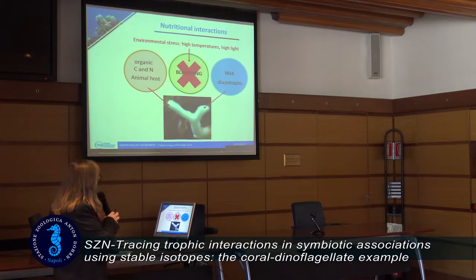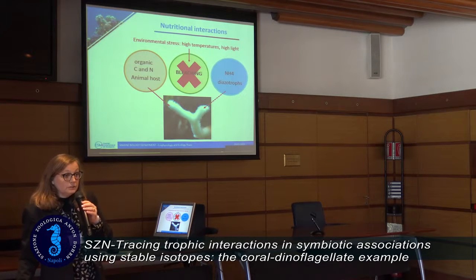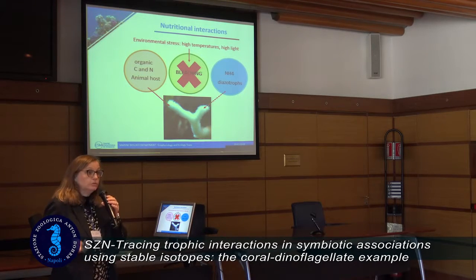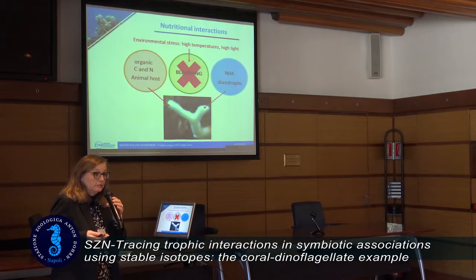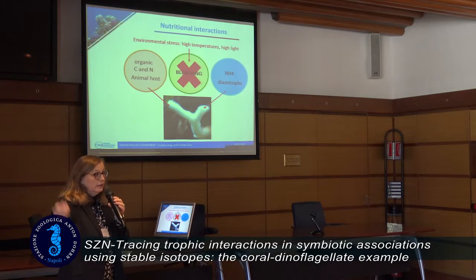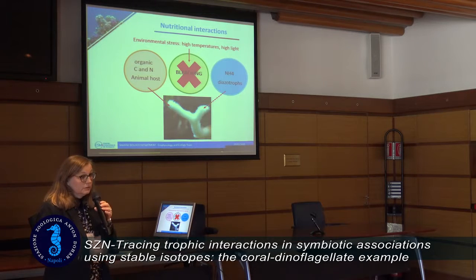Except that now, due to thermal stress, I don't know if you have heard about coral bleaching. Coral bleaching is just because the brown color of the corals is due to the presence of algae inside the tissue. So due to thermal stress, the corals expel the algae and they become white because the coral tissue is white. And then they have to rely on other nutrition modes because this one is shut down.